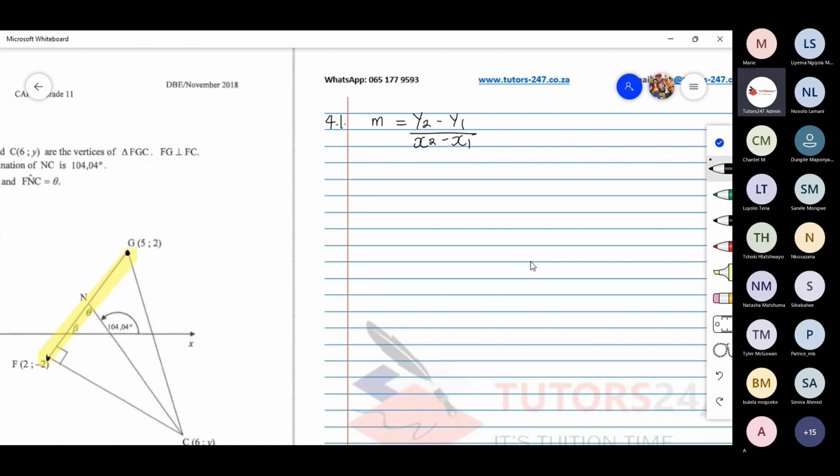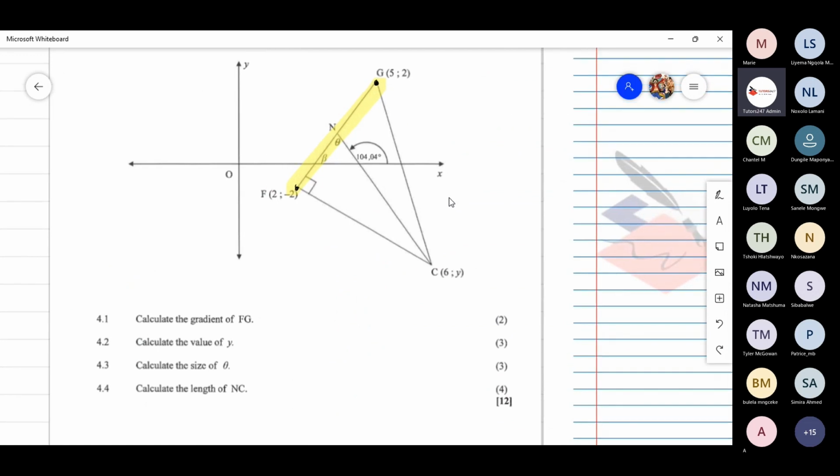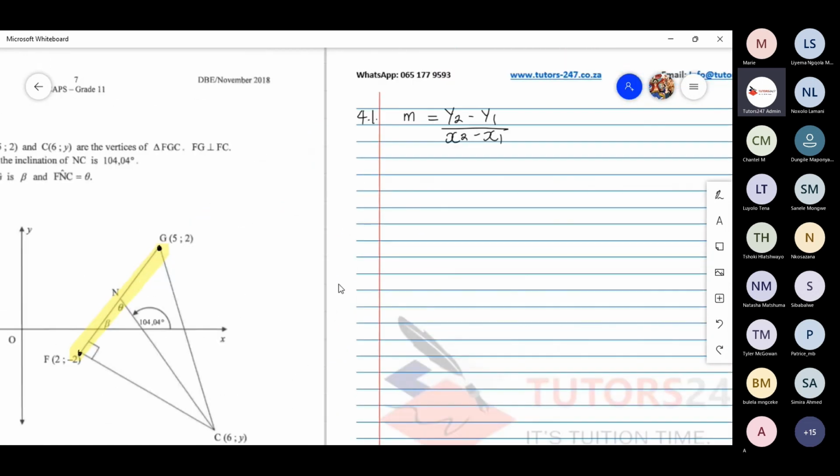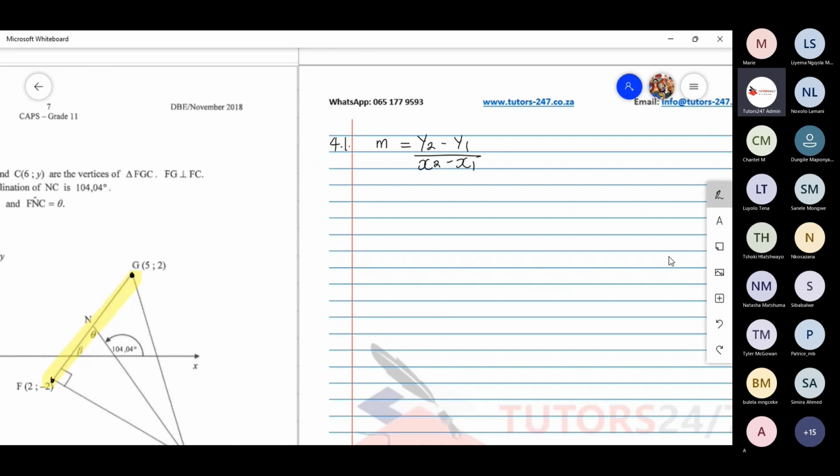Now, what coordinates are we using? We have two coordinates on the line FG. Just give me a moment to double check if I am using the correct line. They said FG. Yes, I am using the correct line. Okay, so calculate the gradient of the line FG. My coordinates of F are given as 2 and negative 2. My coordinates of G are given as 5 and 2. So I'm going to make F my 1 values and G my 2 values.